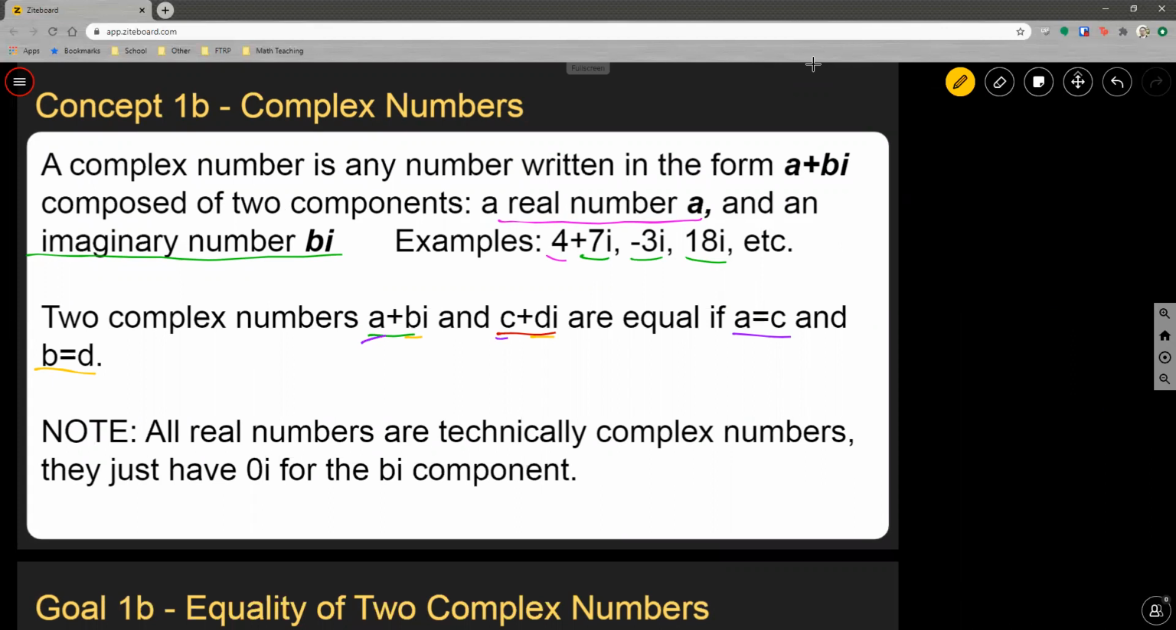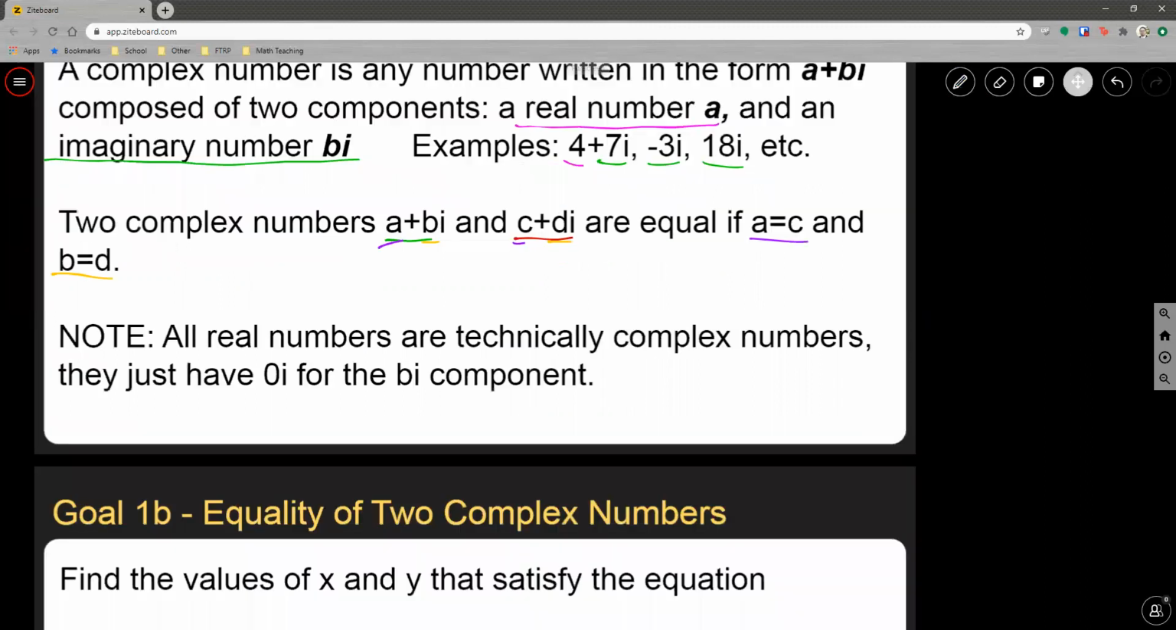So also note, all real numbers are technically complex numbers. They just have 0i for the bi component. Just like all imaginary numbers are also technically complex numbers, they just have a 0 for the real component. So you can really think that all numbers are complex numbers.